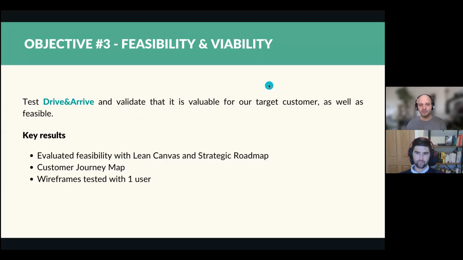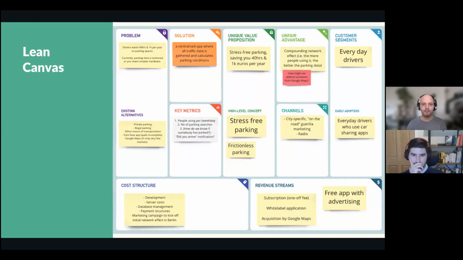The next objective was to validate the feasibility and viability of the product, and also to ensure that I was targeting the right customers and that this was actually doable. So I've used a lean canvas and a strategic roadmap. I also built a customer journey map and wireframes, which I will show now.